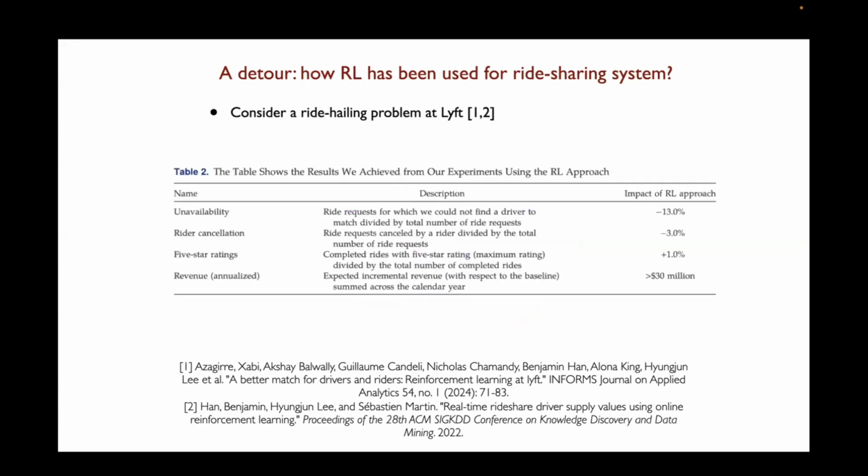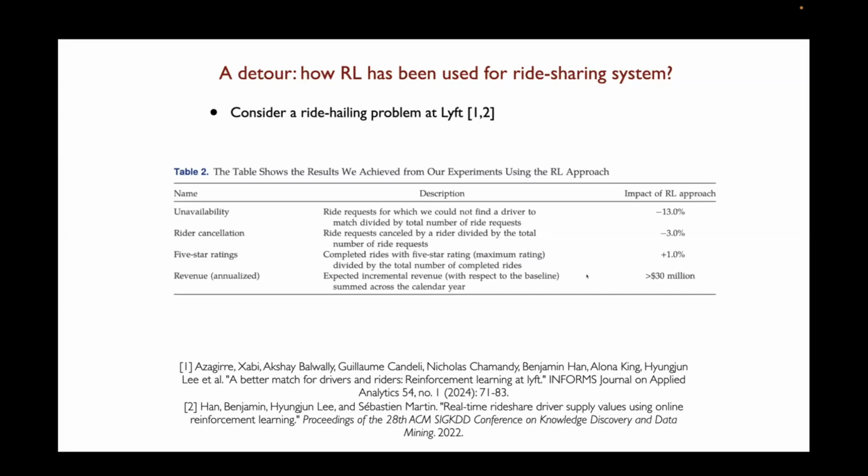This is a table from the Lyft paper talking about the benefits of RL in their system, and we can see it improves the ratings and helps the matching system, and overall it increased revenue by $30 million per year. So I think it's making a reasonably big impact there.